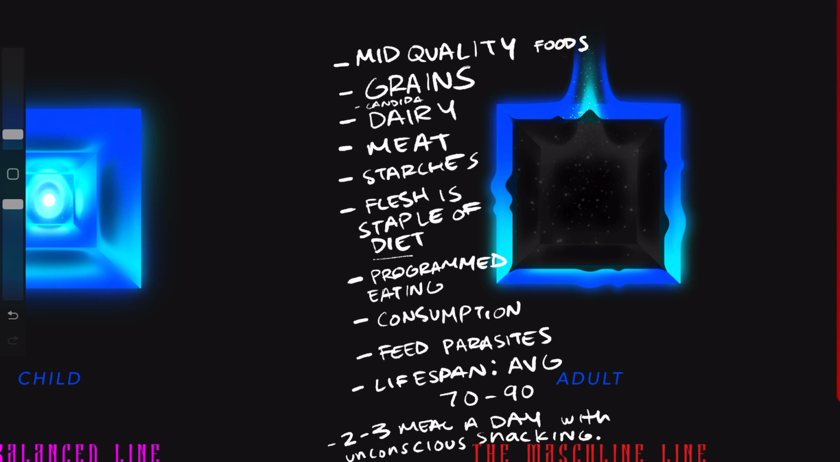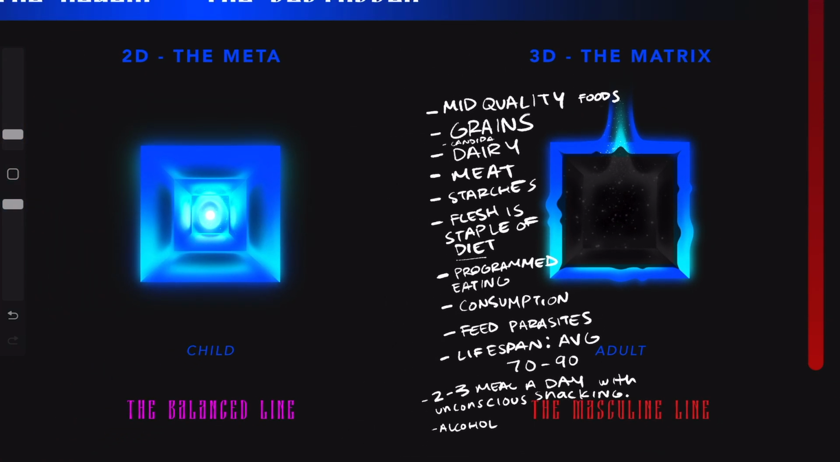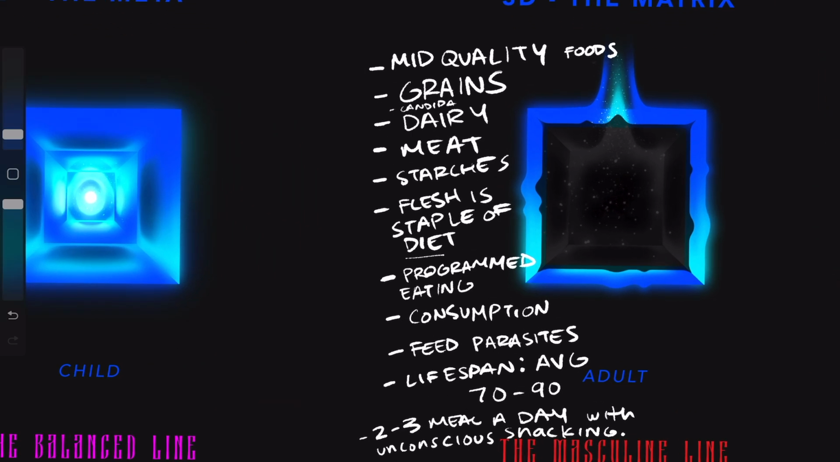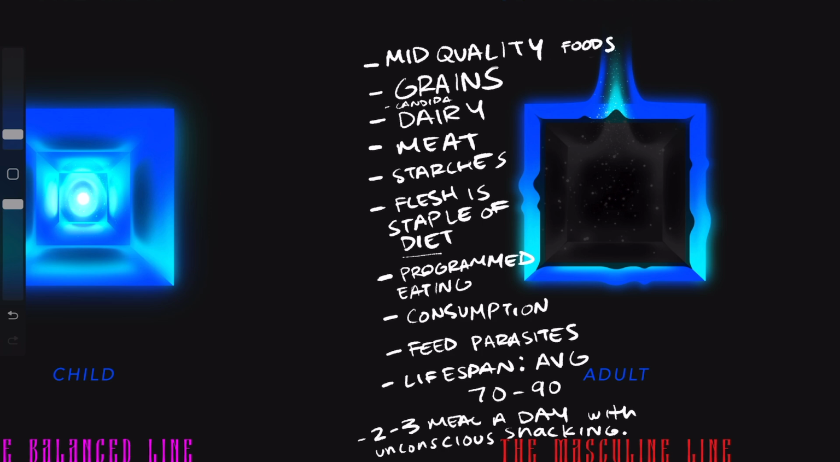Overconsumption, again, eating 2 to 3 meals a day with unconscious snacking. Maybe some people are conscious. Most people are really unconscious about all of the things that they're eating or drinking. And again, there are some chemicals. You're not really too worried about the quality of your produce.